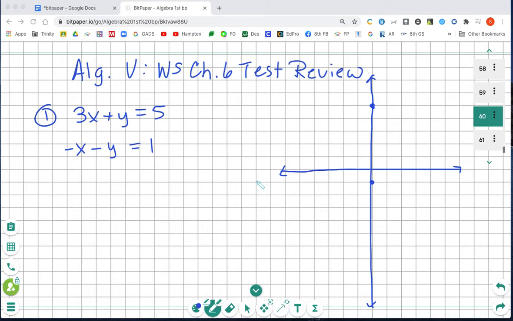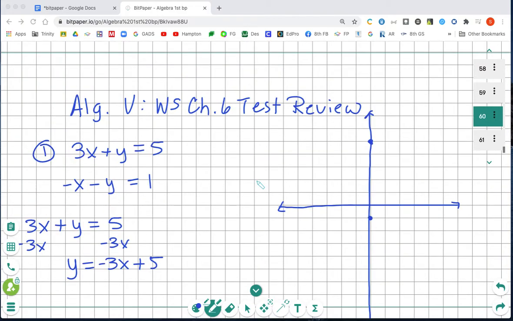Test review. We're going to be graphing this system to find our solution. Our first step when we are graphing is to solve for y. So we're going to take our first equation, 3x plus y is equal to 5. Zero pair out the 3x. y is equal to negative 3x plus 5. Our starting point is positive 5.